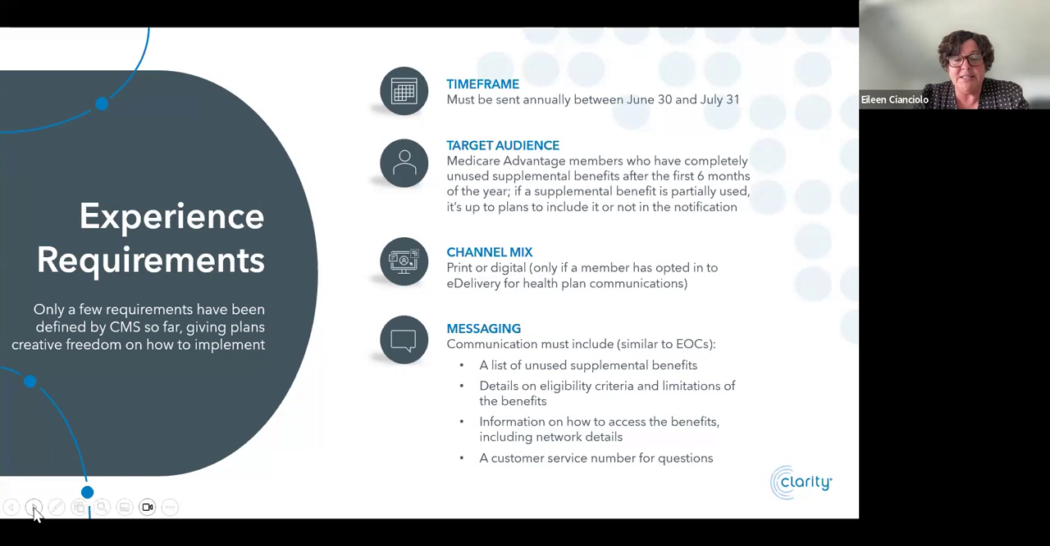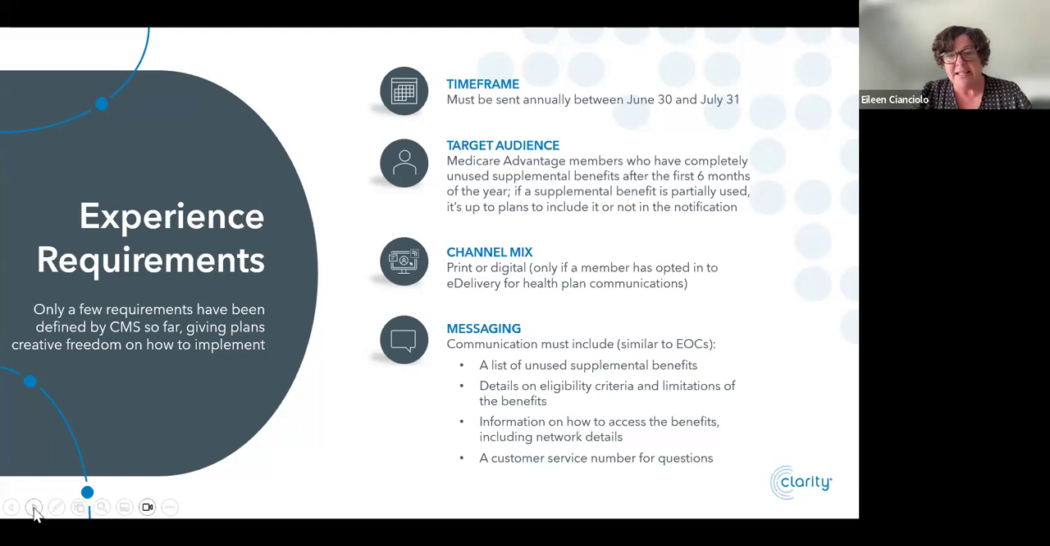Also, channel mix: obviously it's print or digital, but only if that member has opted in for e-delivery for health plan communications. Then you can send it, we can send it for you, via e-delivery. Otherwise, it's got to be print.